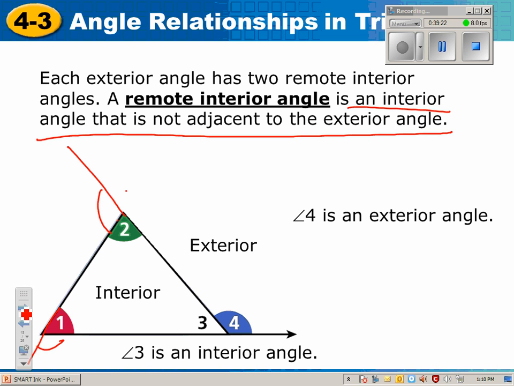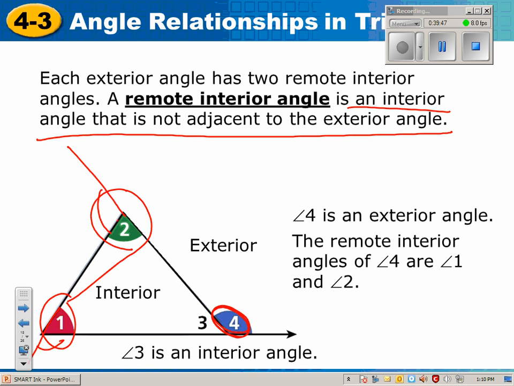So a remote interior, if I'm looking at angle 4 here as my exterior angle, which angle is touching angle 4? Is right next to it. Number 3, it's adjacent. So 3 is not far away. Which angles are further away than angle 3? 1 and 2. So 1 and 2 would be considered the remote interior angles. They're the furthest away. So a remote interior angle is an angle that is not adjacent to your exterior angle. And there should be 2 remote interior angles every time.